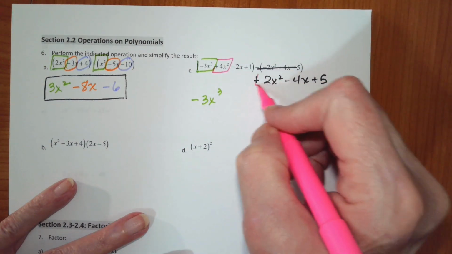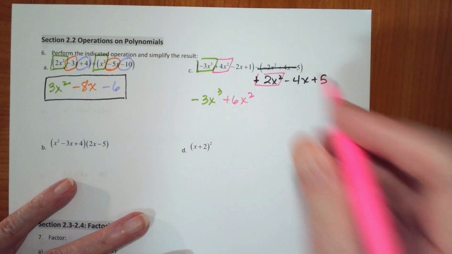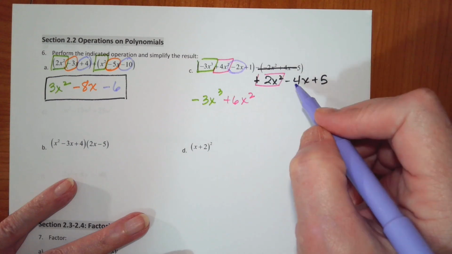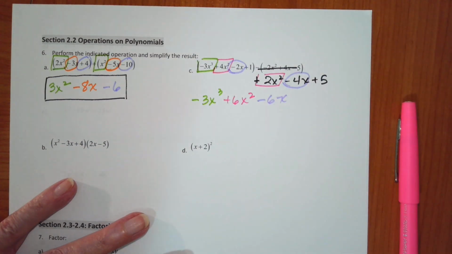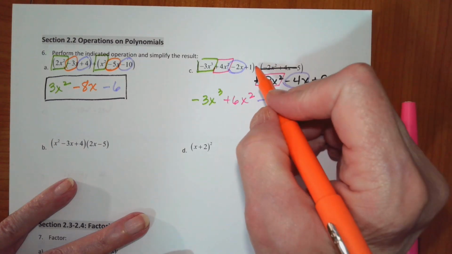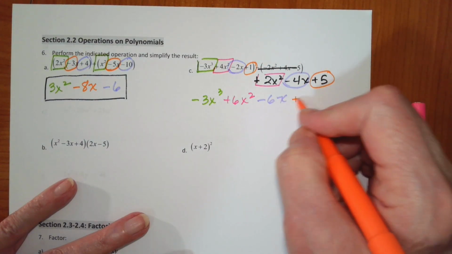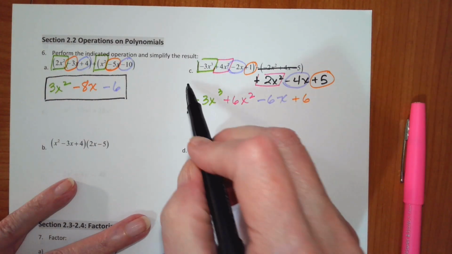4x to the second plus 2x to the second gives me 6x to the second. Negative 2x minus 4x gives me negative 6x. And 1 plus 5 gives me 6. And there's the final answer.